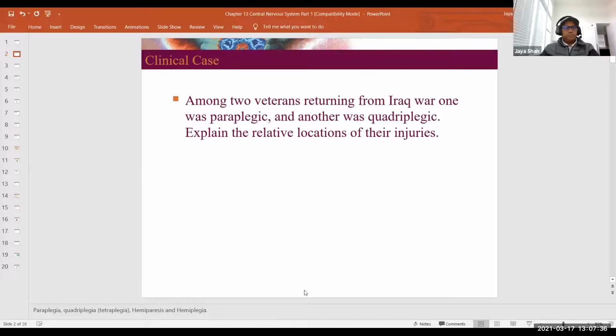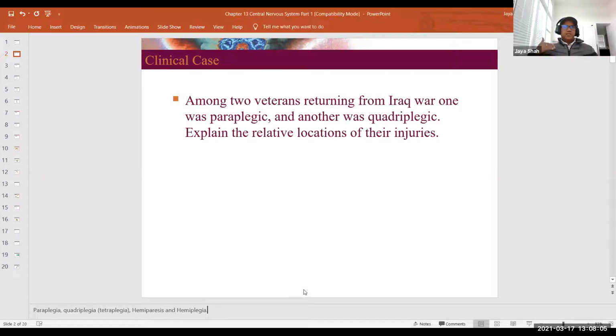Paraplegia means you have loss of sensation and motor activity only in the lower limbs, both legs. Okay, paralysis in both legs is paraplegia. Quadriplegia is paralysis of all the limbs, 2 upper limbs and 2 lower, so there are 4. That's why you call them quadri or tetraplegia.